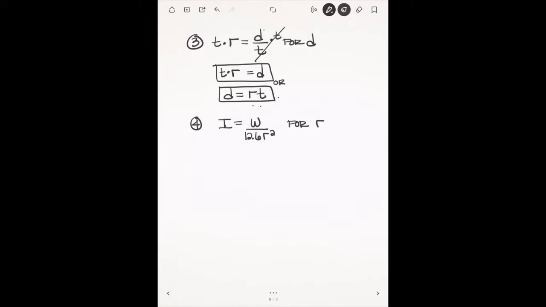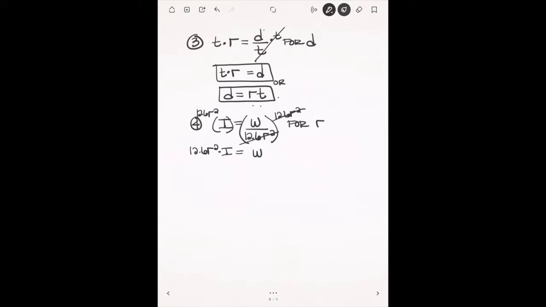Now, notice it's on the bottom of the fraction, just like the T was up above. So we're definitely going to get rid of the fraction first, and then we'll deal with the R squared at the end. So we are going to multiply each side by what's on the bottom. We have 12.6 R squared, and we have 12.6 R squared here. Multiply both sides by the same thing. These cancel out, and we're left with W equals 12.6 R squared times I.